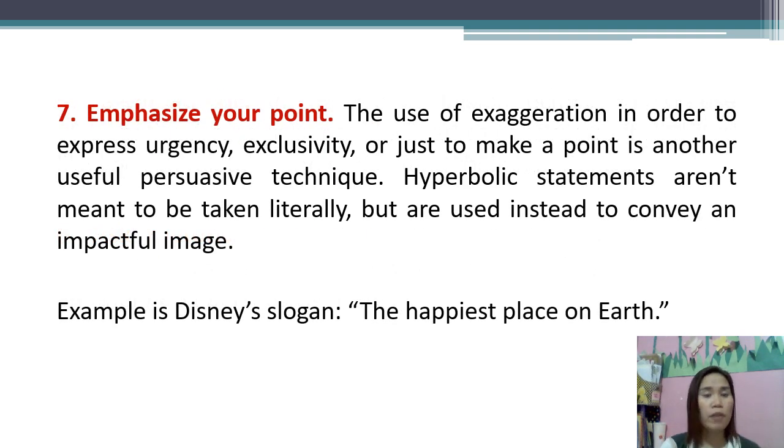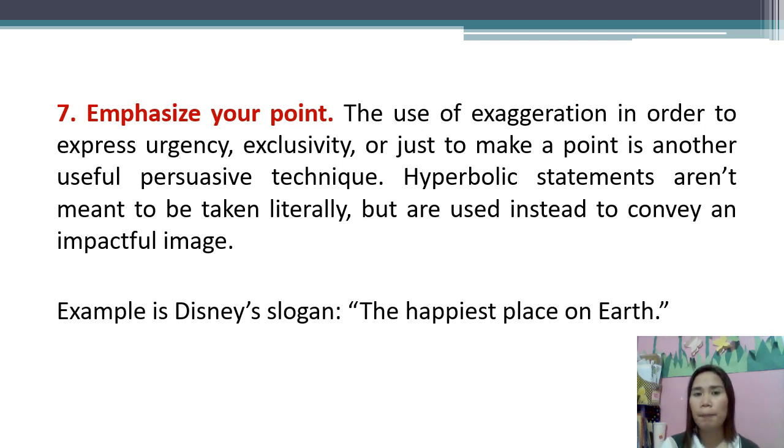So next, number seven is emphasize your point. So here, the use of exaggeration in order to express urgency, exclusivity, or just to make a point is another useful persuasive technique. So hyperbolic statements aren't meant to be taken literally, but are used instead to convey an impactful image. So here, use hyperbole.